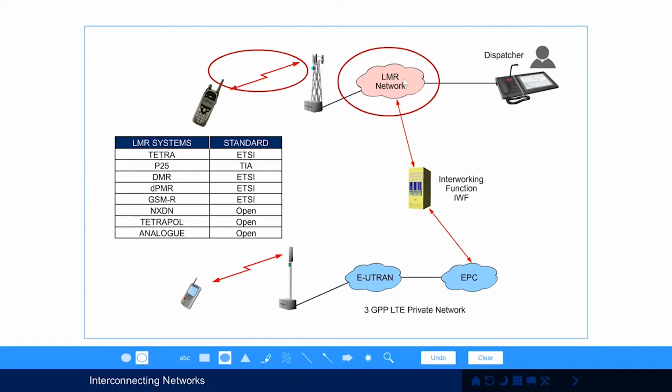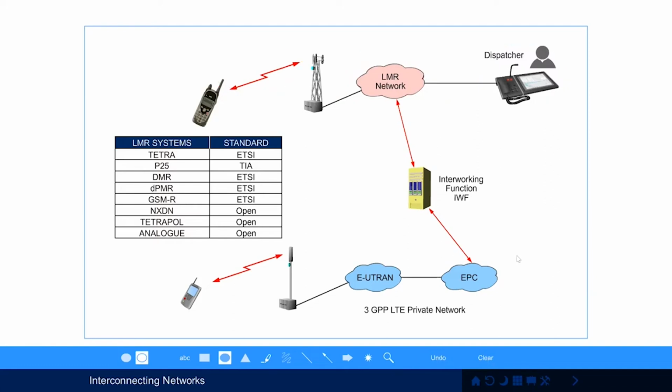What we also tend to associate with LMR networks is the dispatcher function, or operator, if you prefer, usually referred to as the dispatcher, which is distinctly different from a more commercial cellular operation. So the distinct differences are dispatcher operation, narrow bandwidth, and then other service requirements, such as group calling and so on.